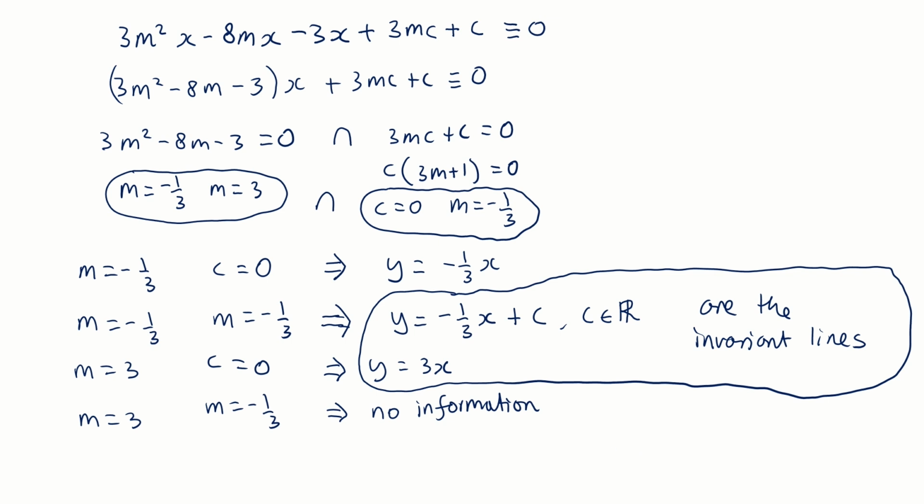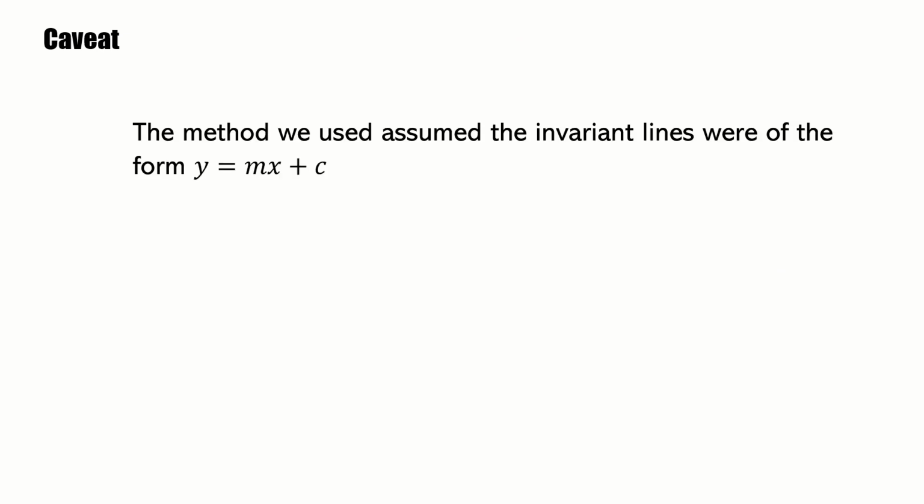That's the method. It's a bit heavy going on the algebra, but if you consider the combinations, it's not too difficult. But I do have one more thing to tell you, which is that actually there's a little exception to what we were just talking about. Because you must realize that we were assuming all our invariant lines were straight lines of the format y equals mx plus c, which actually isn't always the case.